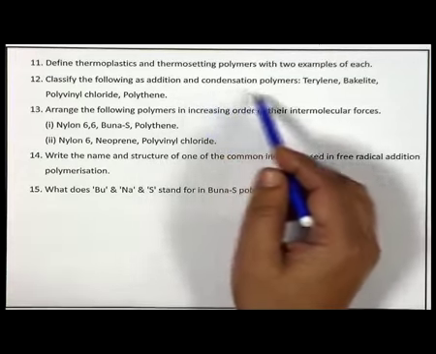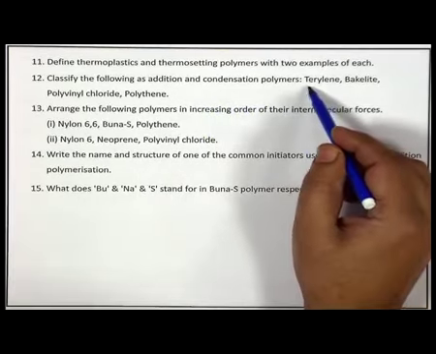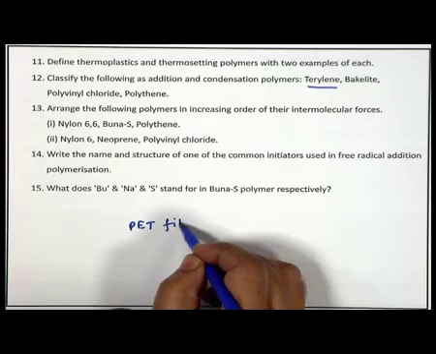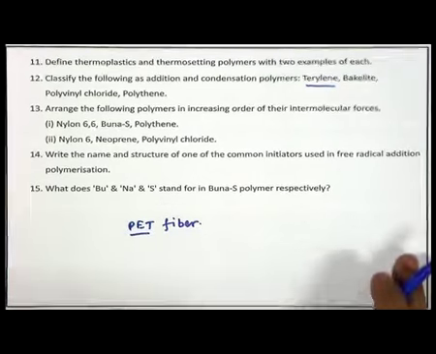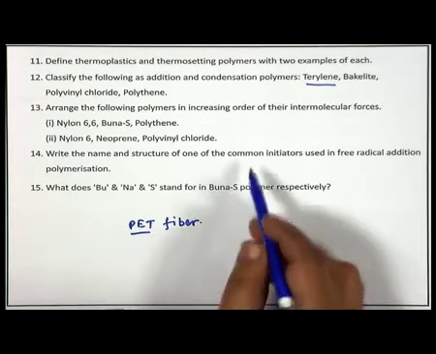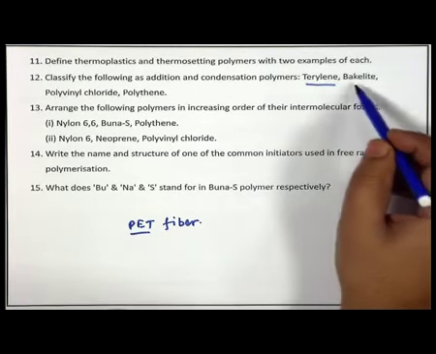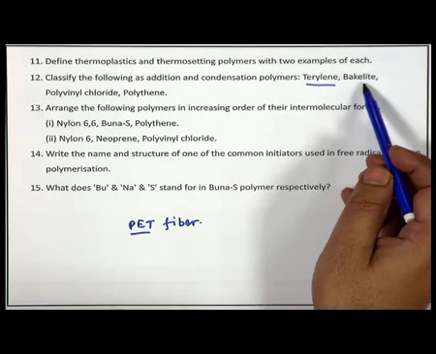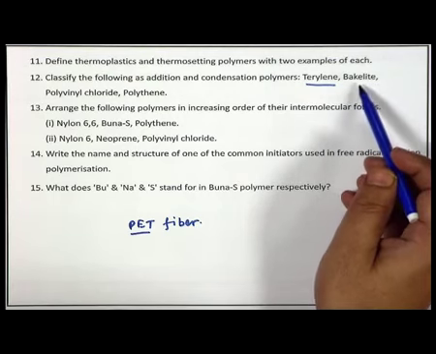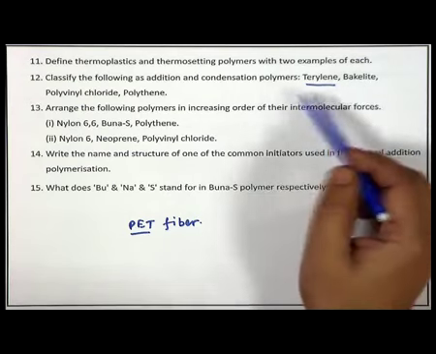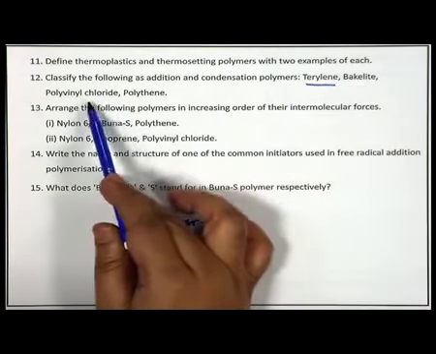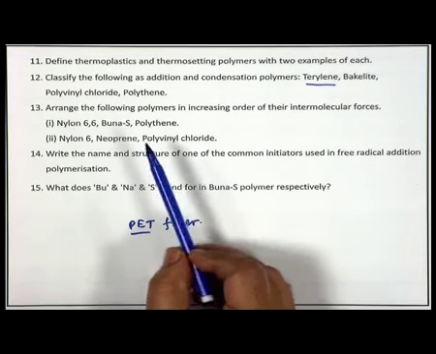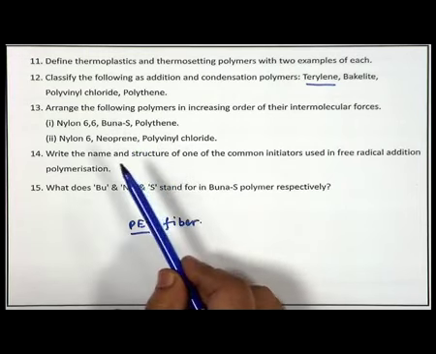Classify the following as addition or condensation polymers. Terylene is nothing but PET fiber. I will just come back to the nomenclature, just let me finish the questions. Terylene is PET, so it is a condensation polymer. Bakelite, again, we will probably discuss more after a few minutes. So, it will again be condensation. Polyvinyl chloride and polyethylene are addition polymers. As you can see, they are just formed by adding the monomers one after another.